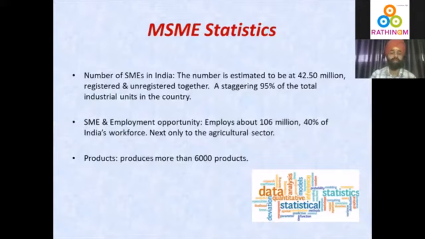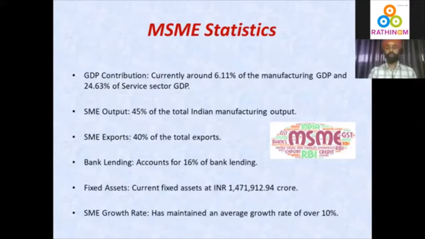95% of the total industrial units in the country are MSMEs, which may be registered or unregistered. In terms of GDP contribution, it's about 6% of the manufacturing GDP and 25% of the service sector GDP of the country. We have SME exports, 40% of India's total exports. So if MSME is hit, we saw earlier how exports were hit and how banking is going to be hit. When lending comes down to the SME sector, when the SME sector is into problems, your banking sector gets affected, your fixed assets get affected, your growth rate has been affected for the entire country. And we find that the SME growth rate has an average of about 10%, and they have maintained that.